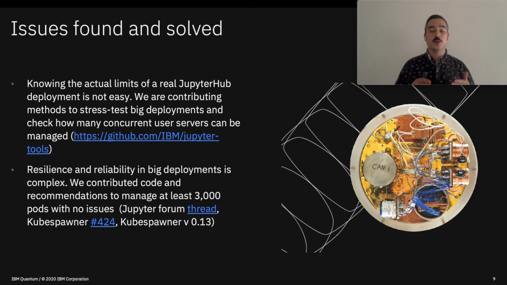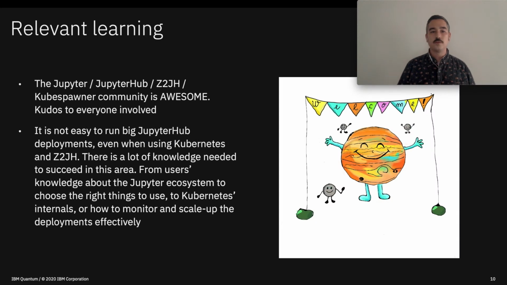Also, resilience and reliability in big deployments is very complex. We contributed code and recommendations to manage at least 3,000 pods with no issues. Check the last version of the QSpanner for more information.